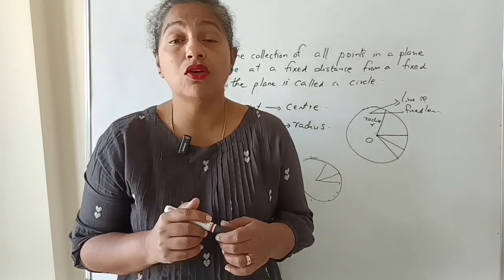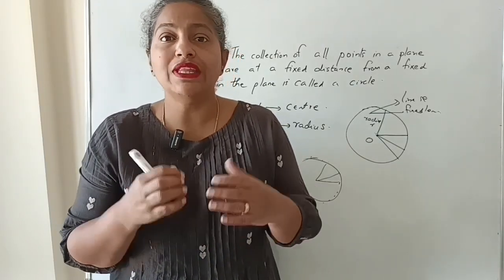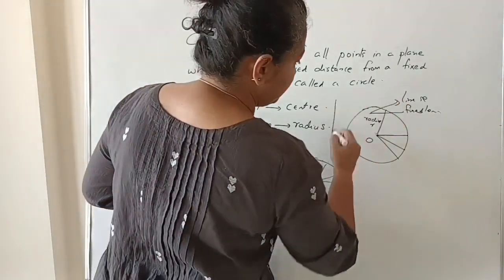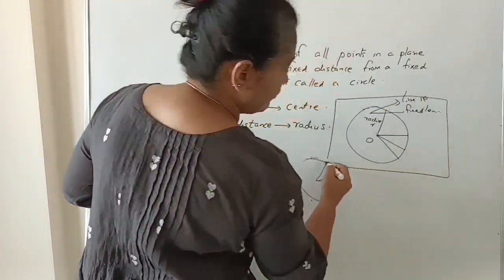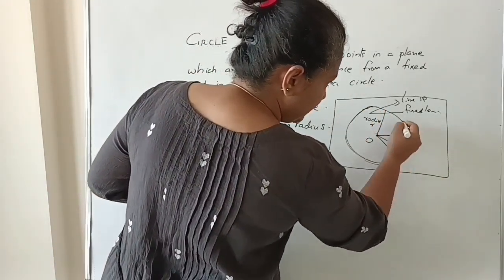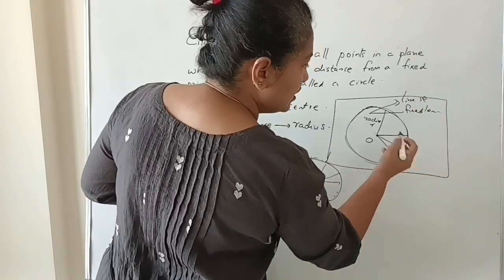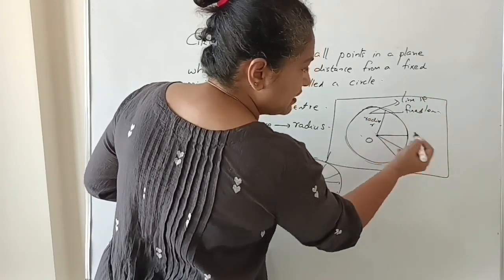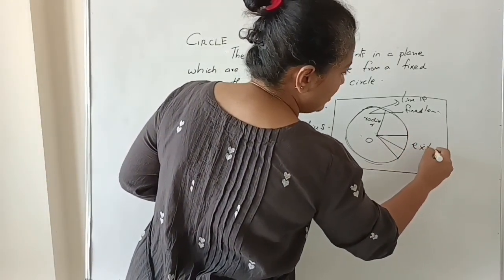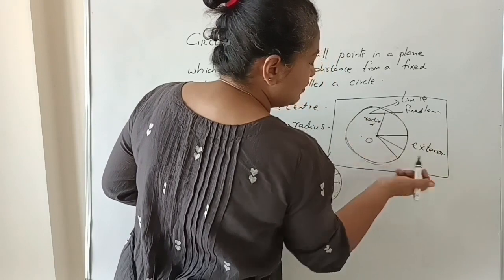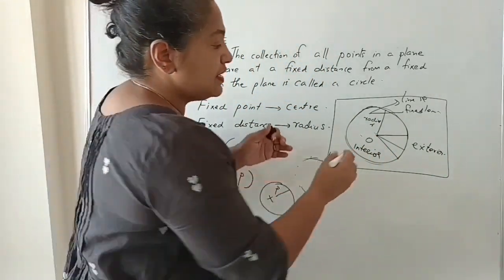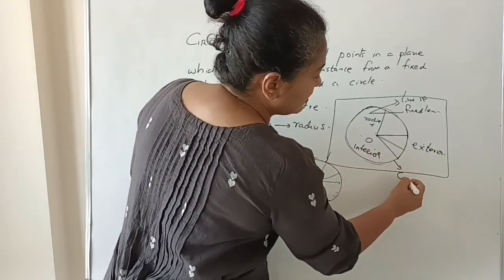Now we will talk about the chord of a circle and also the exterior and the interior of a circle. Suppose you have a circle like this. This is the plane in which the circle is defined, right? Now this particular circle divides this whole plane into the part inside the circle and the part outside the circle. The part outside the circle is called the exterior of the circle and the part inside the circle is called the interior of the circle. So you have 3 parts: interior, exterior and the circle itself.